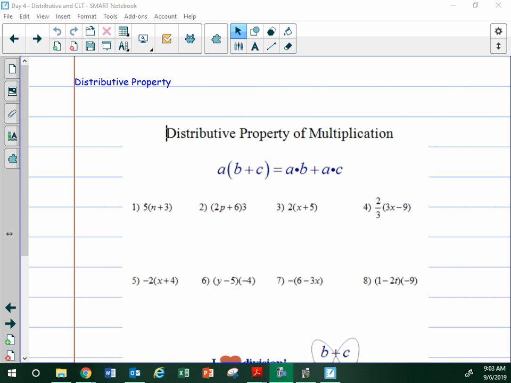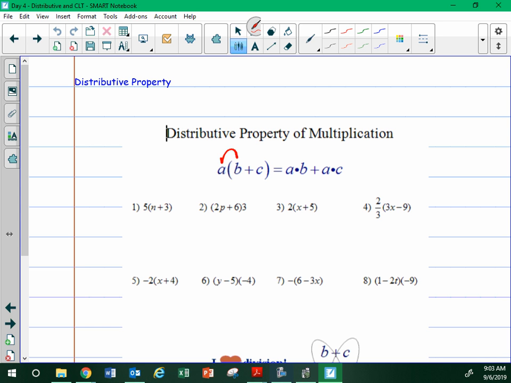Okay, so what we have is a set of parentheses. And what we do is we distribute the A to the B, so A times B, and we also have A times C. So that's our distributive property. A times B, but also A times C. So you see A times B plus A times C. So let's go ahead and do that.